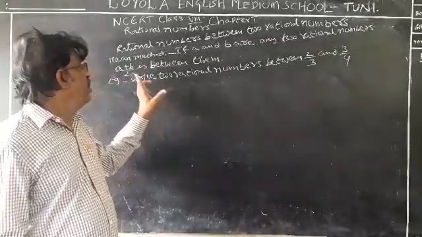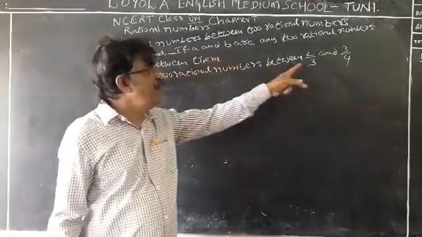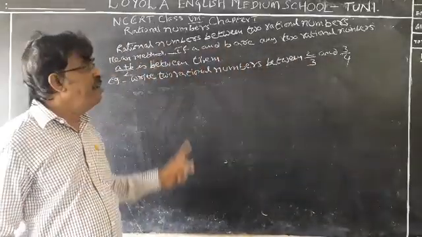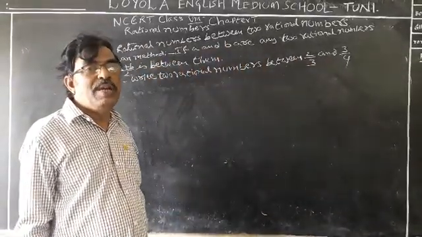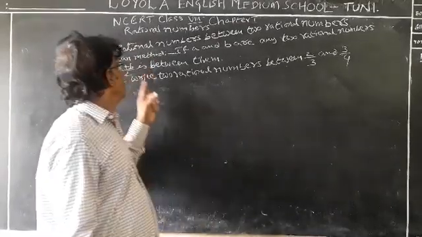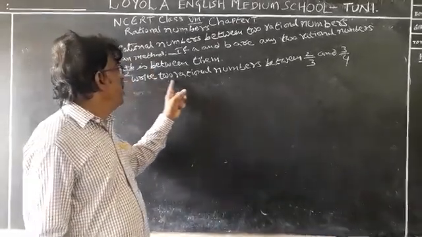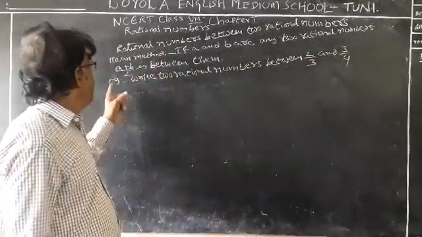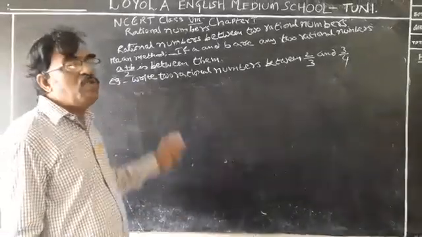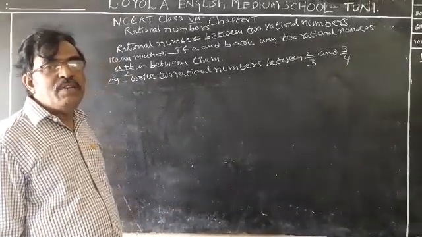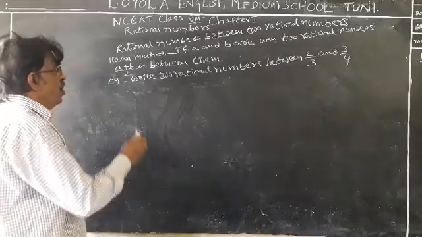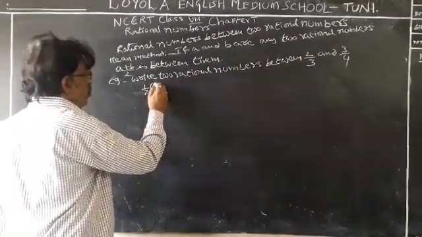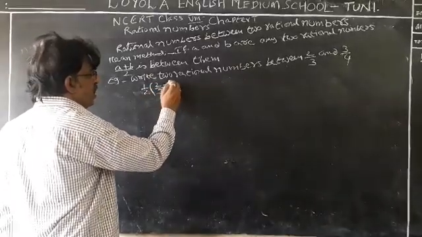How do we write? Just now I told you, if A and B, for example 2 by 3 is equal to A, 3 by 4 is equal to B. What is the mean method? (A plus B) by 2. (A plus B) by 2 is the rational number between 2 by 3 and 3 by 4. Now let us observe. (A plus B) by 2 also can be written as 1 by 2 into (A plus B). So, for example, 1 by 2 into (2 by 3 plus 3 by 4).